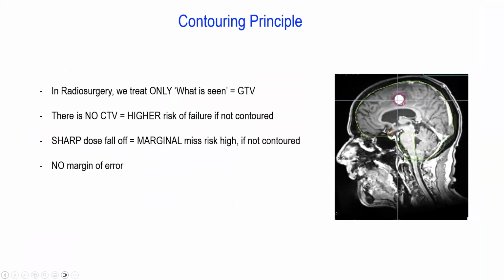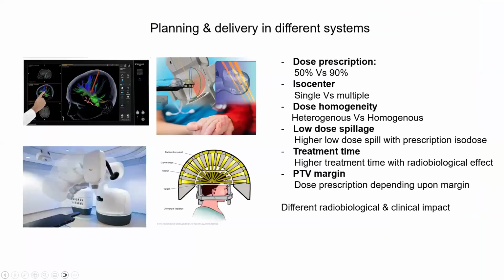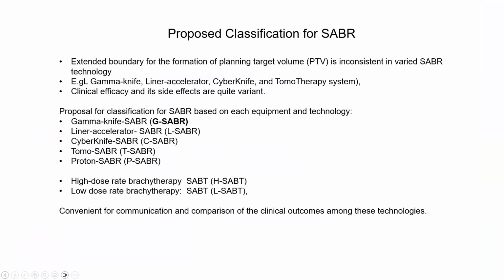Now, based on the CyberKnife and gamma knife, one slide before. Yeah, this one. So based on CyberKnife and gamma knife, radiobiology has now proposed a classification. If it is gamma knife based SABR or SBRT or SRS, it is called GSABR. Linear accelerator is LSABR. CyberKnife is CSABR. Tomotherapy too, because though those machines are treating with the same kind of dose, the dose distribution is not the same. They have a different kind of radiobiology, so the outcome cannot be the same.